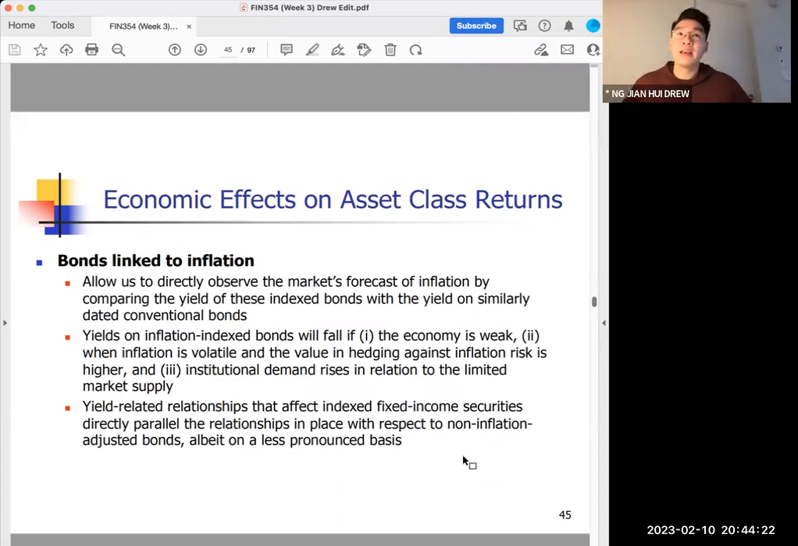How it works is that inflation is measured by your consumer price index, CPI. And how CPI is measured is the cost of a standard basket of goods sold in a country. Your inflation-linked bonds basically tag the coupon payment to the CPI of the country. In doing so, your coupons fluctuate with the CPI, and therefore you hedge against inflation. So this is a very popular instrument to use.